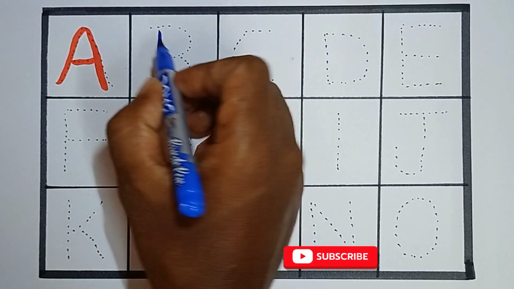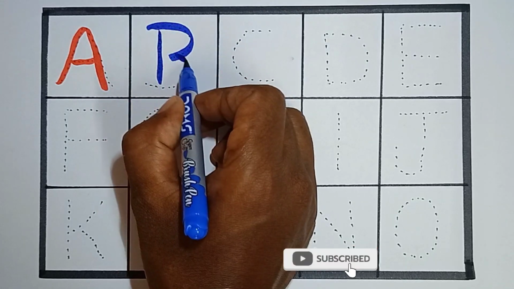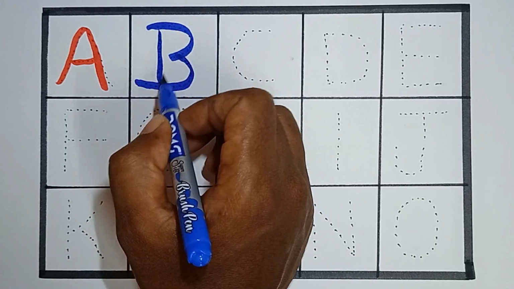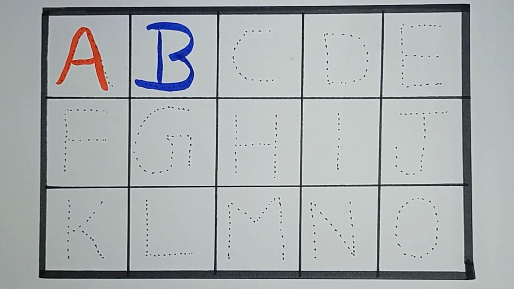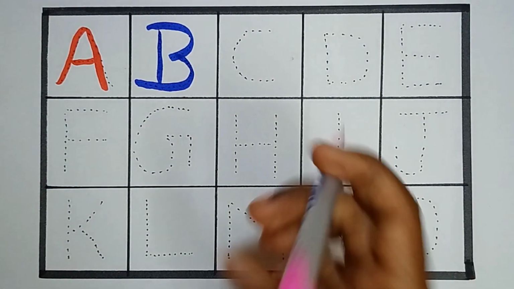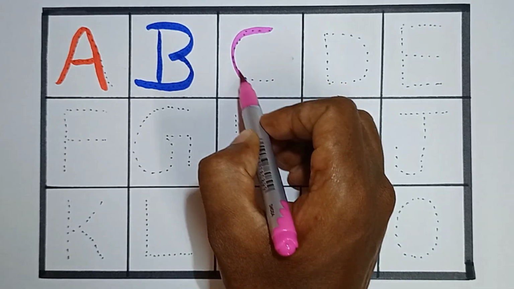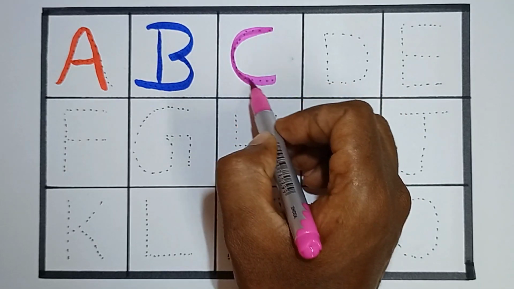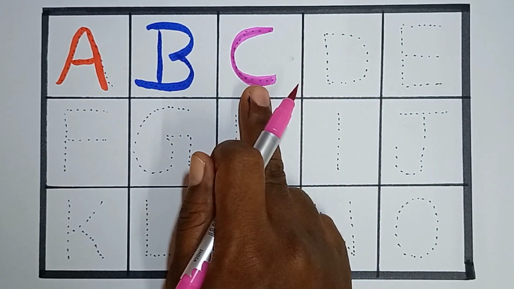This is B. Capital letter B. B for baby. Next, C. Capital letter C. C for cat.